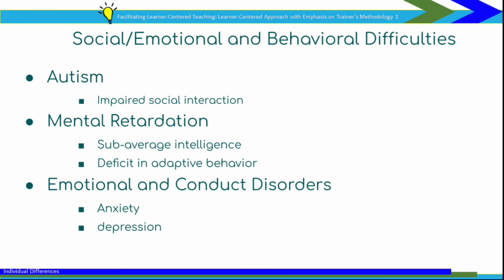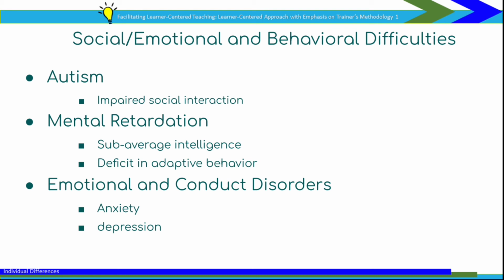Aside from specific cognitive difficulties, we have the social, emotional, and behavioral difficulties. Examples are autism, a condition manifested by different levels of impaired social interaction and communication, repetitive behaviors, and limited interest. Individuals with autism usually have an intense need for a routine and predictable environment. Mental retardation refers to significantly sub-average intelligence and deficits in adaptive behavior. There is a difficulty in managing activities of daily living and in conducting themselves appropriately in social situations.